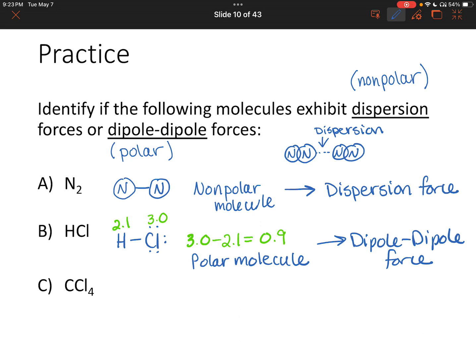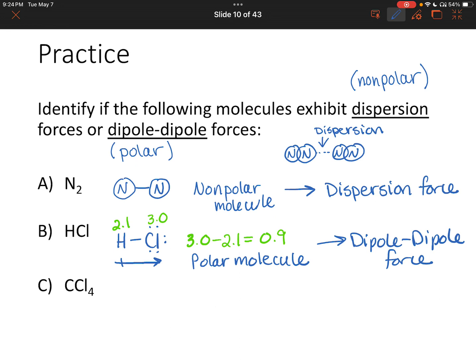All right, so chlorine in this case is going to attract electrons more than hydrogen. So chlorine would be partially negatively charged, and that's going to attract a hydrogen from another HCl molecule, and they'll kind of line up and form their dipole-dipole interaction. And this makes sense. We've used hydrochloric acid in lab, and it's typically found as a liquid. So it must have stronger forces holding it together compared to nitrogen gas.